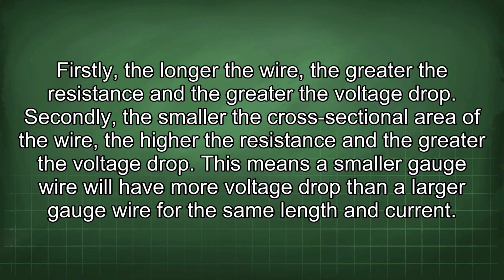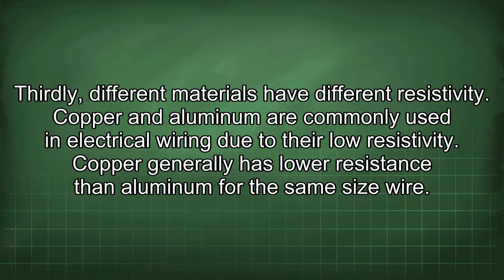Firstly, the longer the wire, the greater the resistance and the greater the voltage drop. Secondly, the smaller the cross-sectional area of the wire, the higher the resistance and the greater the voltage drop. This means a smaller gauge wire will have more voltage drop than a larger gauge wire for the same length and current. Thirdly, different materials have different resistivity.